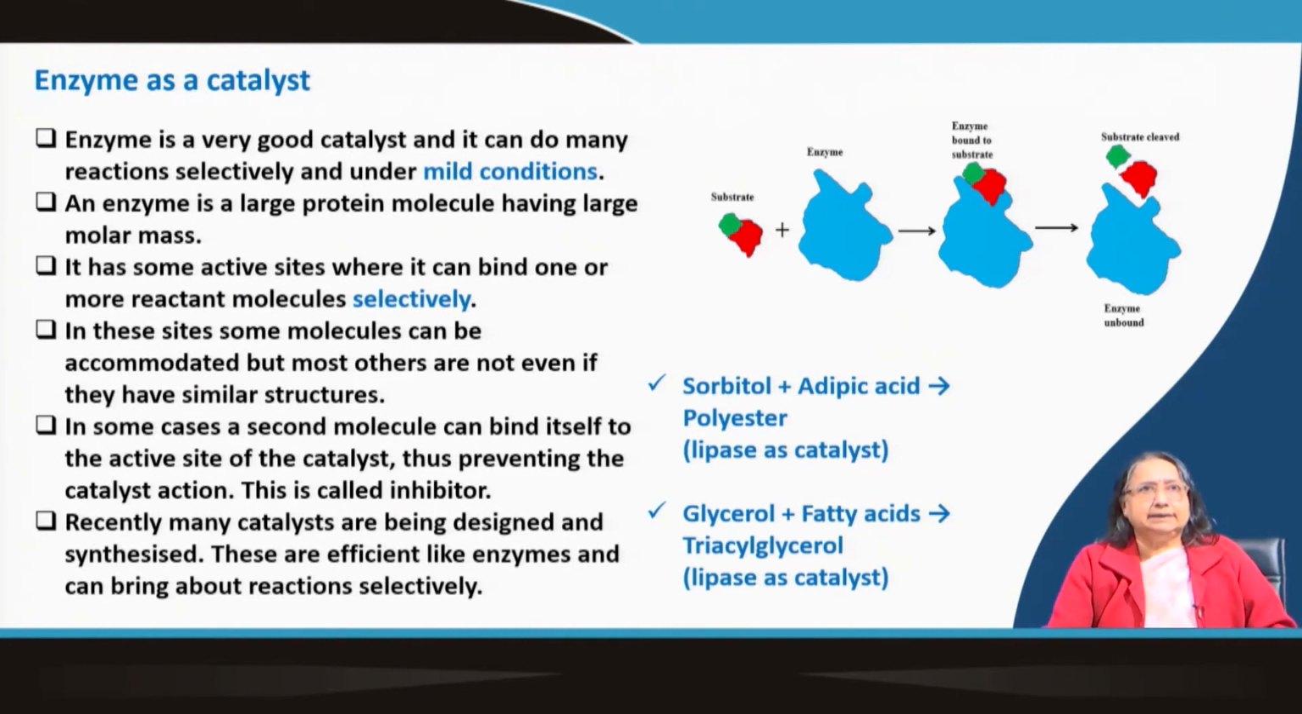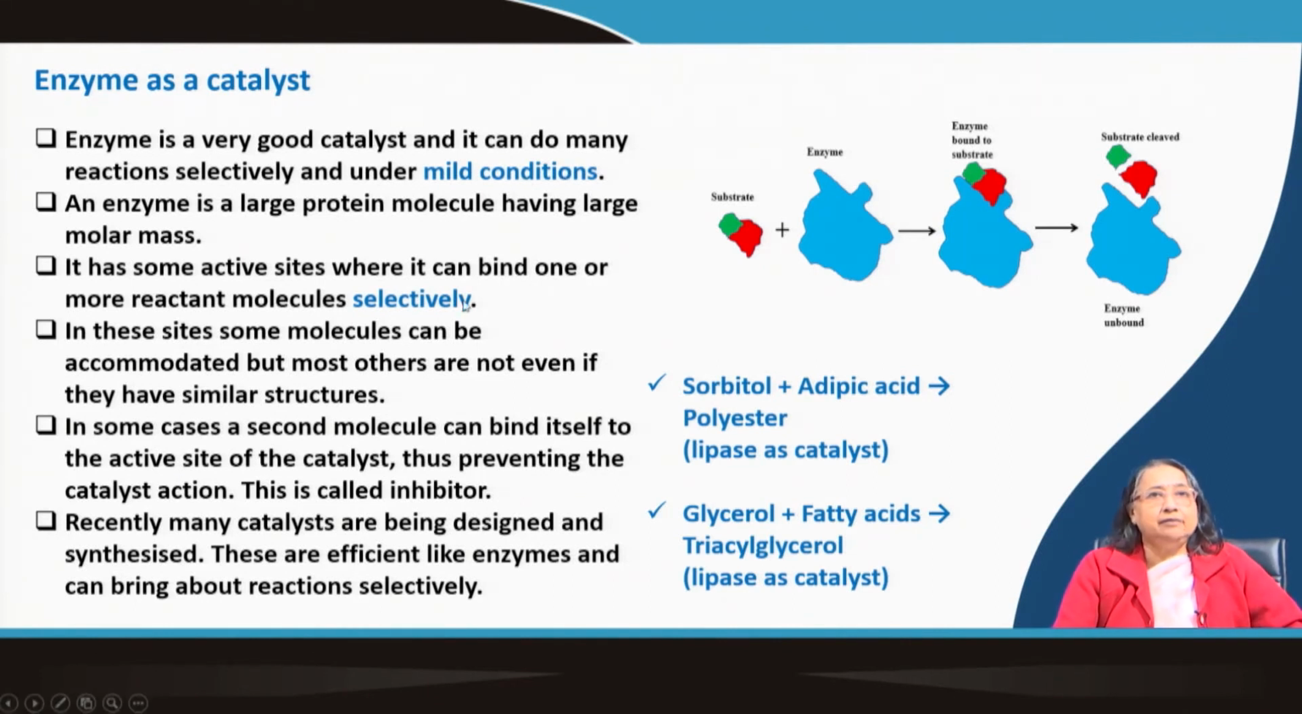There are many active sites like this one, see here, this is the active site. A particular substrate can come here and fit itself. Here there are two things, you see the red one and the green one. They can fit and the reaction goes on here, and then after the reaction they are separated, they are cleaved. So the reaction is going on in this active site. Enzymes are very good catalysts and can do the reaction under very mild conditions.